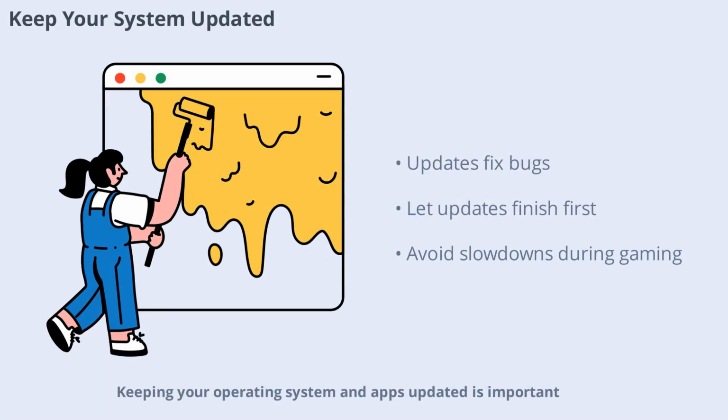Keeping your operating system and apps updated is important. Updates can fix bugs and improve performance. However, it's best to let updates finish before you start gaming. This way, you avoid slowdowns caused by updates running in the background.